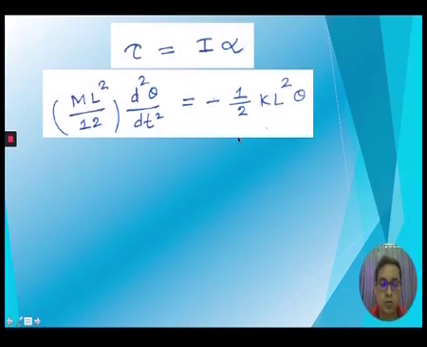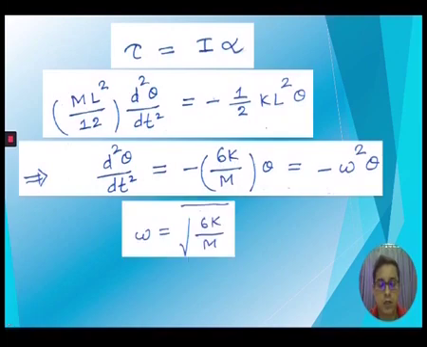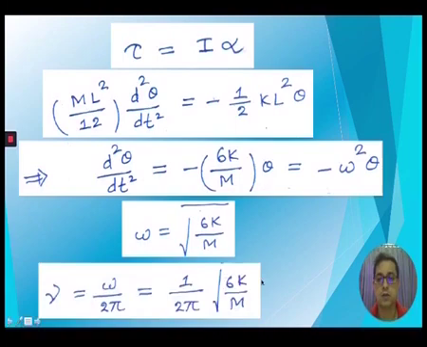If I do the manipulation, I will get an equation of this form where omega square turns out to be 6k divided by m. Once I know omega, I can immediately find the frequency. Omega is the angular frequency, but what is asked in the problem is the frequency. So omega is equal to 2 pi nu, and we have to find nu. So nu is simply this. Therefore, option C is the correct one. Okay, it was a simple problem.